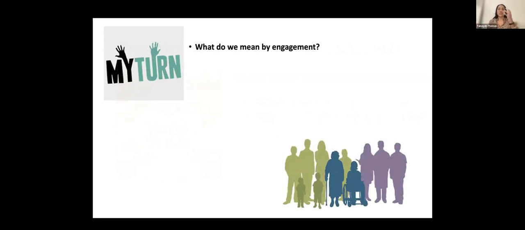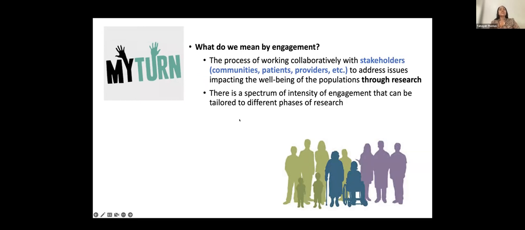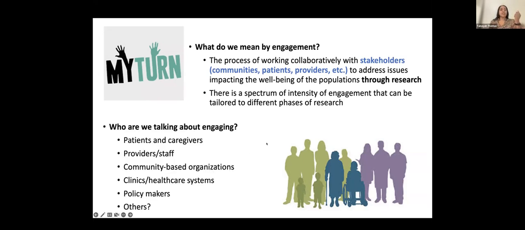So what do we mean by engagement? So many of the points that you all made. We're talking about this process of working collaboratively with stakeholders, our communities, our patients, our providers, to address issues that impact the well-being of populations through research. And there's really this spectrum of intensity of engagement that can be tailored to different phases of research. So from thinking about the research question to the implementation of an intervention, to thinking about how we disseminate that intervention, through all of these phases, there's this level of intensity that you can engage in across these phases. And then who are we talking about engaging?